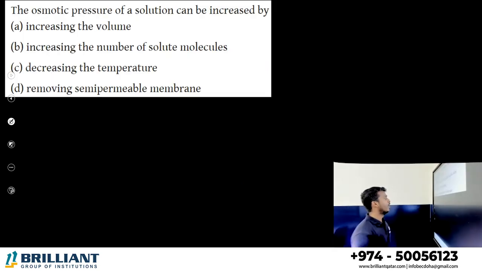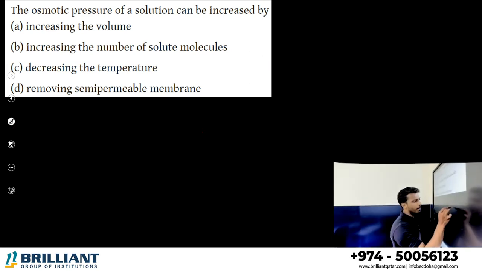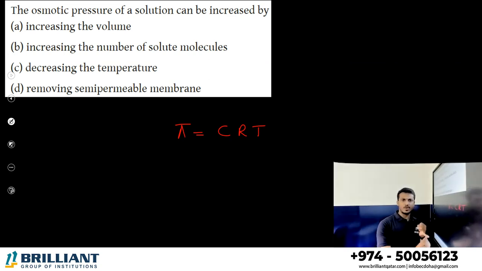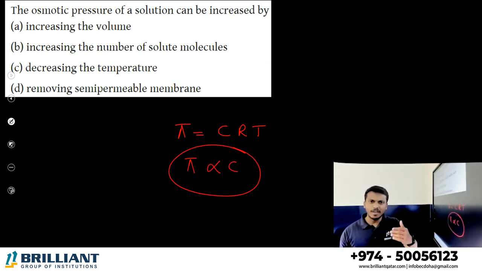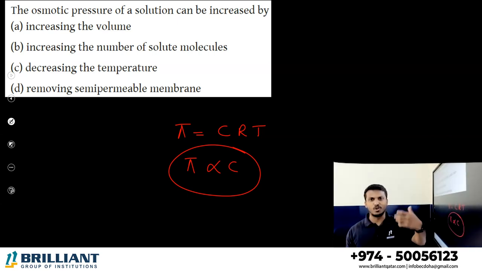Next, the osmotic pressure of a solution can be increased by. Dear student, osmotic pressure is equal to concentration into RT. R is a constant, and temperature can be constant for a system. The main factor affecting pi is concentration. So you can increase osmotic pressure by increasing the concentration of solute particles.